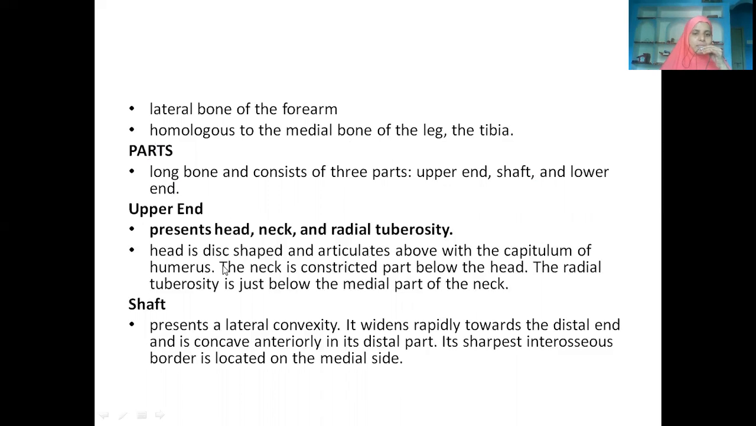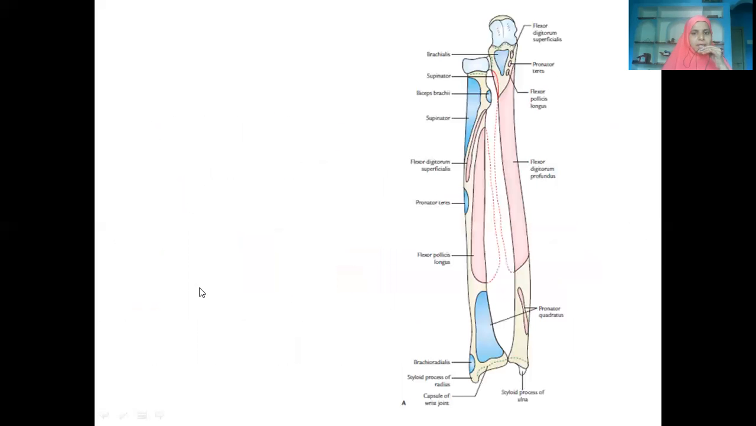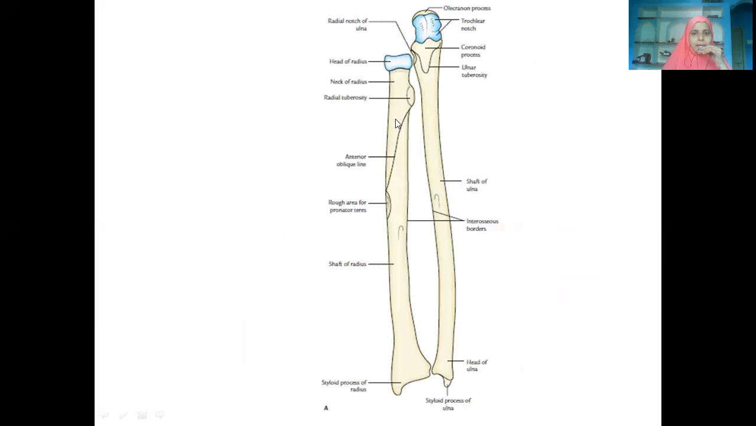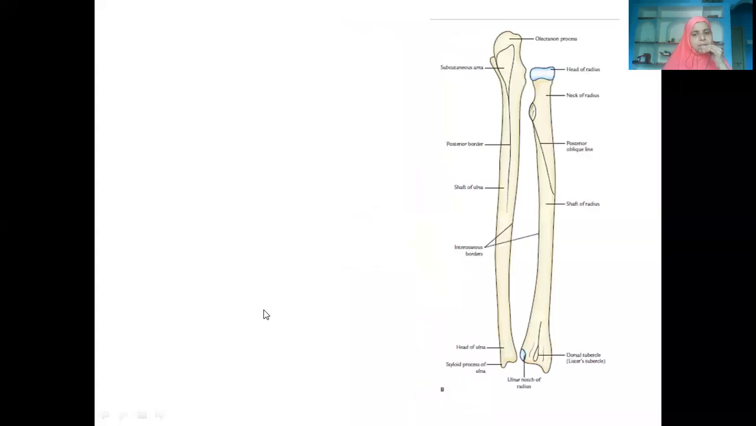The head presents a disc-like depression, right? It is articulating above with the capitulum of the humerus. The neck is constricted like any other bone. The radial tuberosity is just below the medial part of the neck. Now, coming to the shaft, it has a lateral convexity. Which is the lateral convexity? Let us see again. See, this is the lateral convexity, and it is expanded downwards to form the lower end, which has the styloid process and the ulnar notch in the radius.